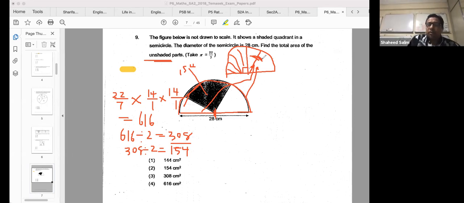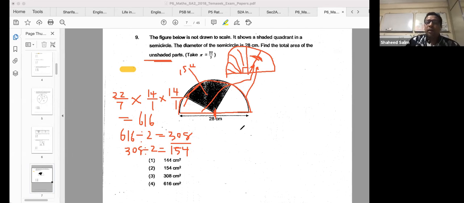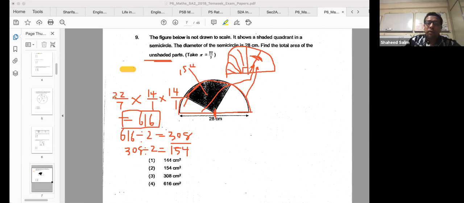Okay, Izzat, you kind of don't get it. Kind of. Now, but you get 616, you get it? Where do you get it? Then this one we times 22 over 7 times 14 times 14 is 616, right? 616 for the whole circle.